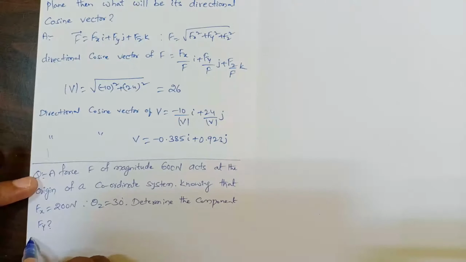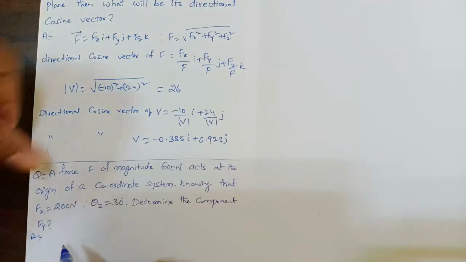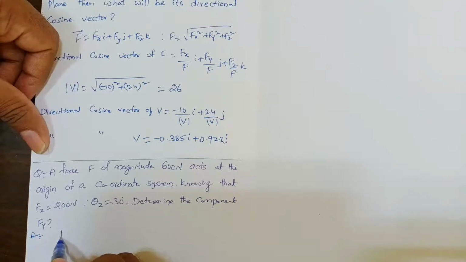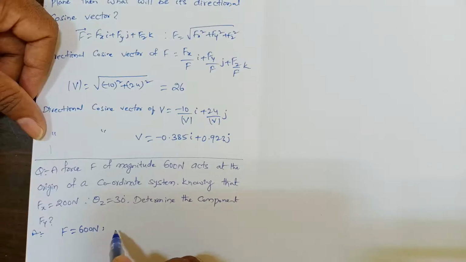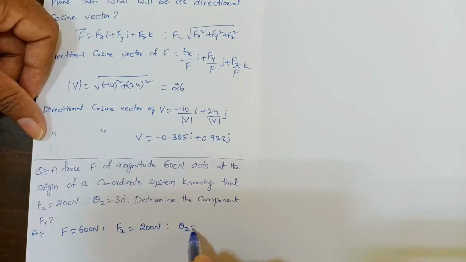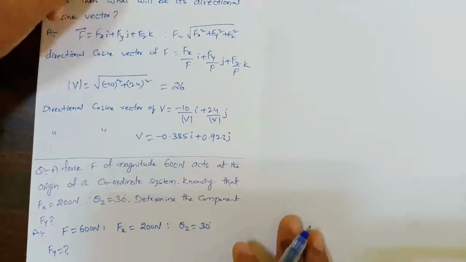So here, given data: magnitude is given, say that is F, 600 Newton, and the x component of the force is given, Fx equal to 200 Newton, theta z is given, that is equal to 30 degree. So what we have to find out here is the Fy, y component of the force F.